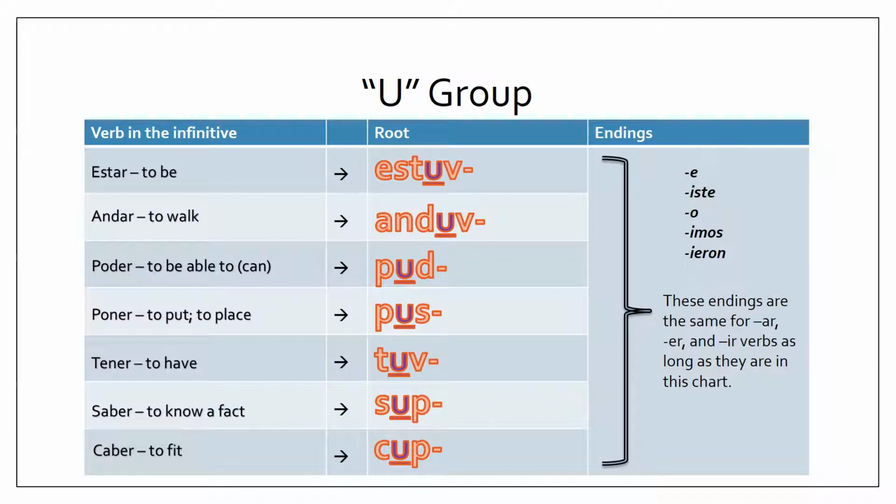So these 7 verbs are our U group, which means that in the preterit tense, you're going to add a U into the root of the word, what comes before the AR, ER, or IR. And that change is going to carry through even in the nosotros form. And if you look to the right, those are the endings that we're going to use for those verbs. And it's not going to matter whether the verb is an AR verb, an ER verb, or an IR verb. We use these endings for any verb that's in this chart. So all of our irregulars.